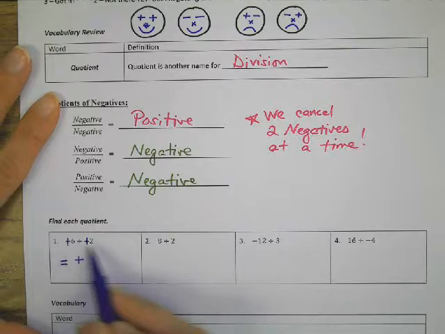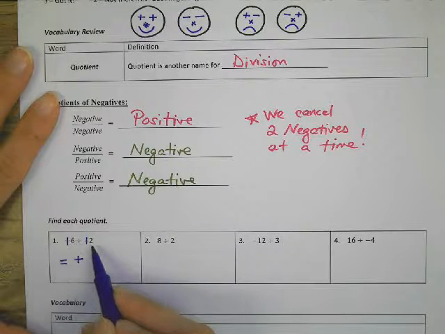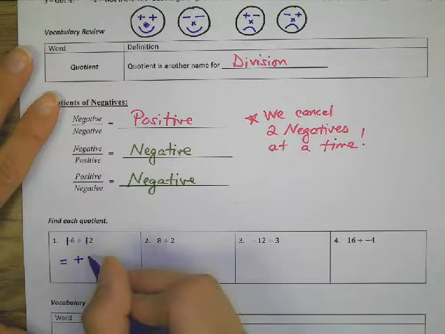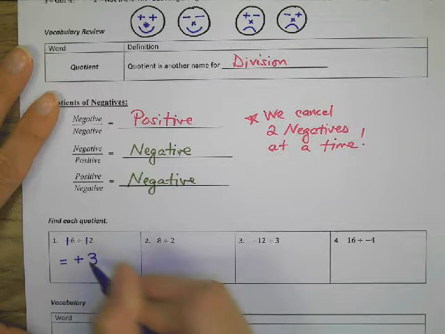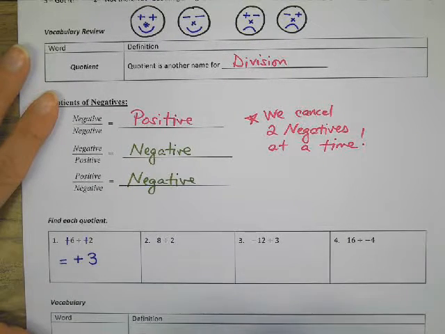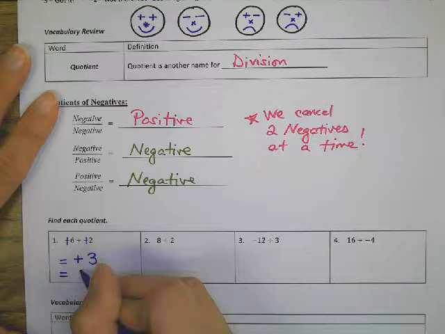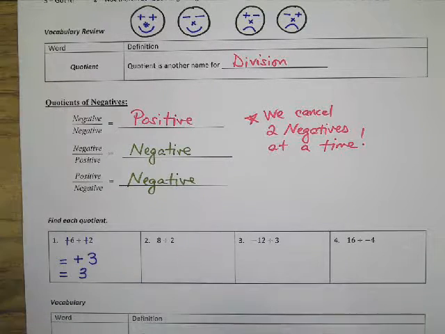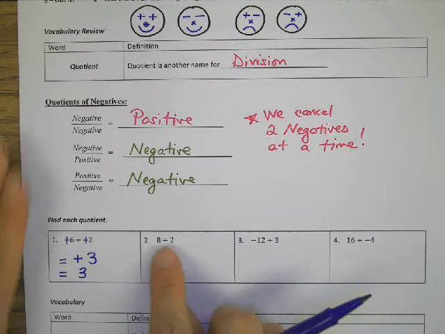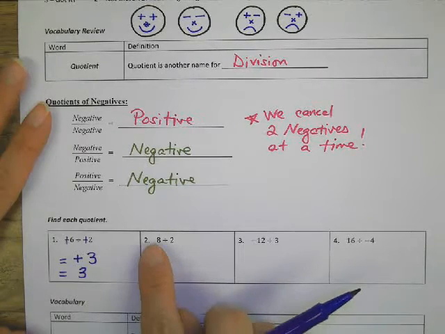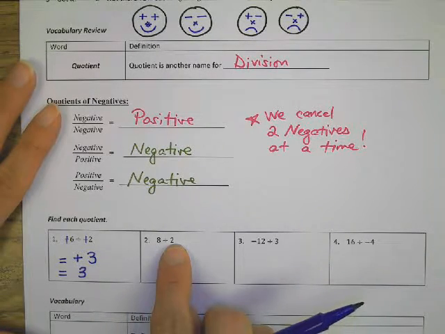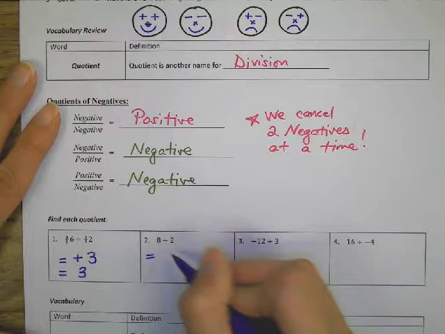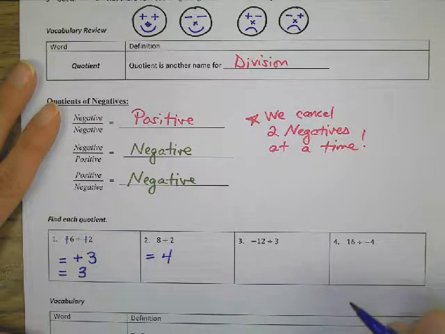But today, it's division. What's 6 divided by 2? And the answer is 3. Do you have to put the positive sign? No. You could also just put a regular 3. Okay, let's do another one. This is just like an old problem. A positive divided by a positive is going to be a positive 4.